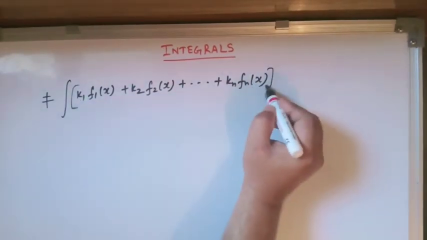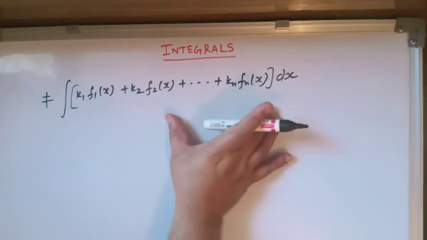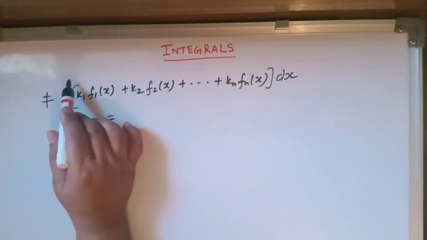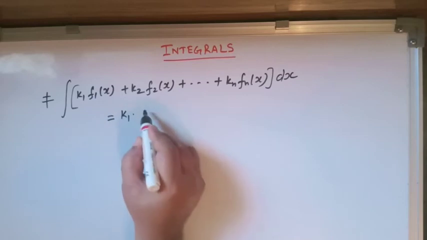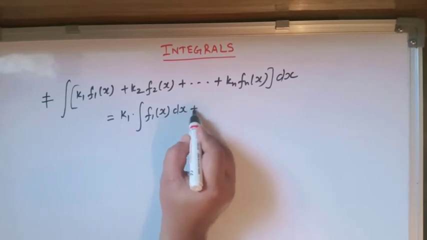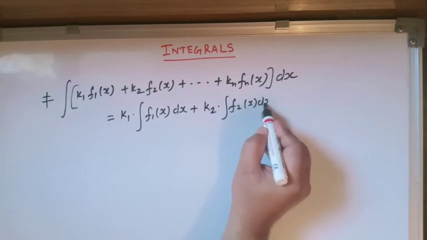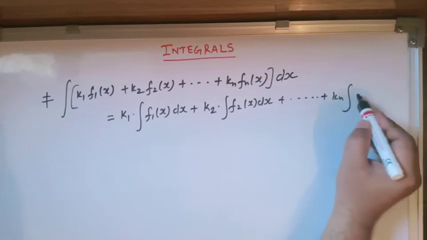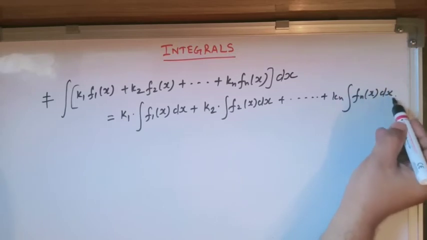And we have to find the indefinite integral of this function. So the integral of this function can be written as k1 times the integral of f1(x) dx, k2 times the integral of f2(x) dx, and so on up to kn times the integral of fn of x. Clear?